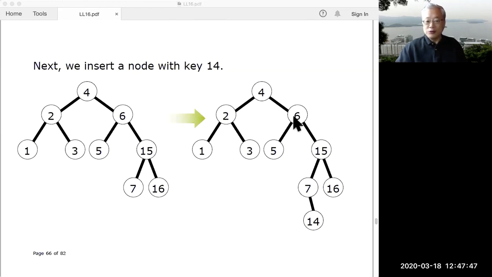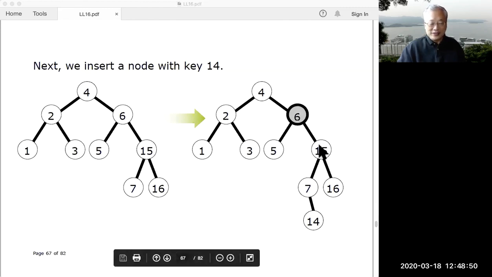And then 6 would definitely be a problematic node. The reason is that the height of the left subtree is only 1, but for the right subtree the height is 1, 2, 3. The height is 3. So we get 6. Basically, we need to do a double rotation. Why? Now, look at this. Oh, sorry, yes, 14 is here. The problem now is, what rotation do we need? The answer is this. 6 is the problem. And where is 14? 14 is a new node. 14 is inserted into the right subtree and then the left subtree. Am I right?